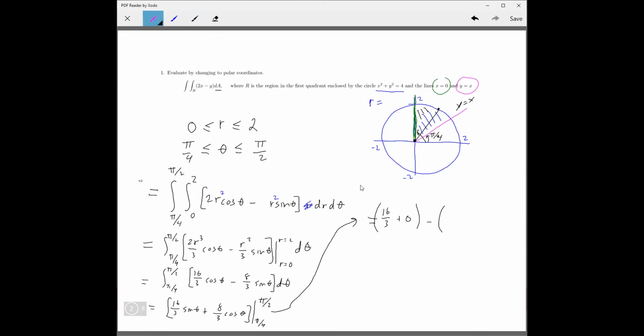Okay, so let me make a note right here. Sine of pi over 4 and cosine of pi over 4 are both root 2 over 2, okay? So that means we have 16 root 2 over 2 over 3, which can be 8 root 2 over 3 for this one. And this one's going to be 4 root 2 over 3.